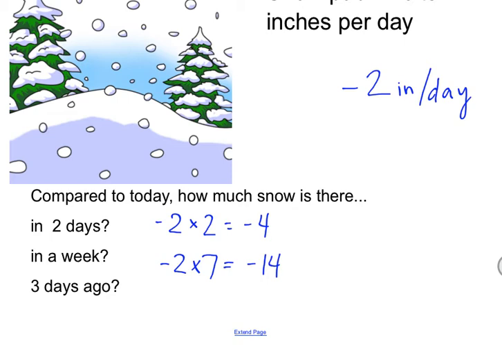3 days ago is negative 3 days. So, negative 2, it goes down 2 inches per day. And 3 days ago, it was 6 inches higher than it is now. So there's an example of multiplying a negative times a negative in real life.